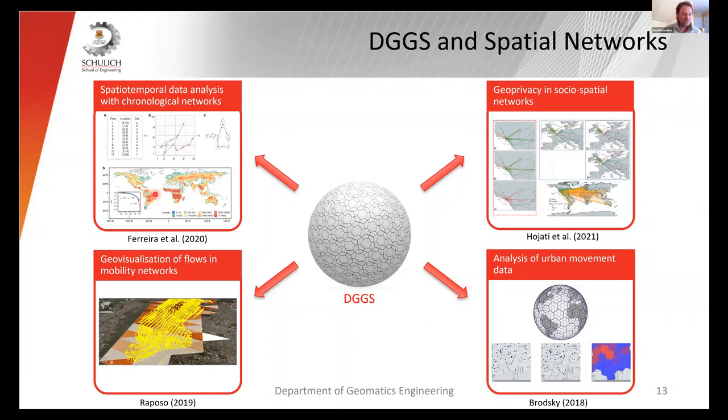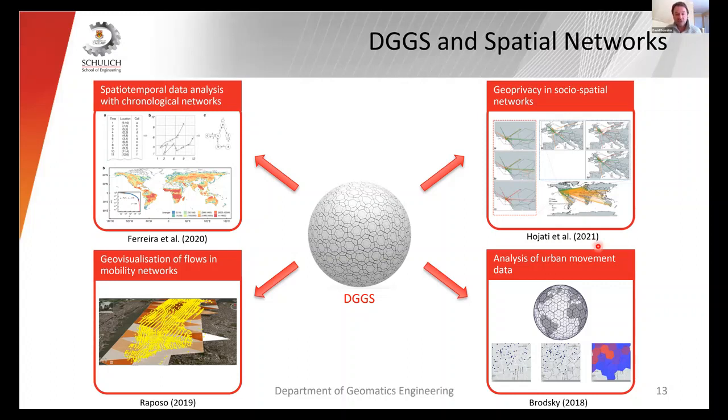So if we consider 2020, Ferreira et al., they used a DGGS to convert global spatial temporal data, I think in this case it was fire events, into a network representation whereby network nodes are represented by grid cells and edges connected nodes with successive fire events. And they did this in order to support spatial data mining tasks, such as community detection and anomaly detection.